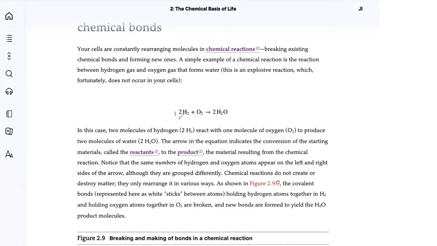This would be a good example of a chemical reaction, right? Two hydrogen molecules, right? Notice that these are H2. Okay, now, we're not talking about hydrogen atoms. We're talking about hydrogen molecules. Okay, and this will be an oxygen molecule, O2.